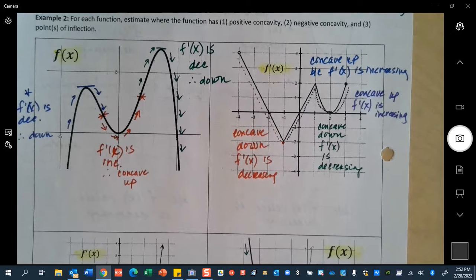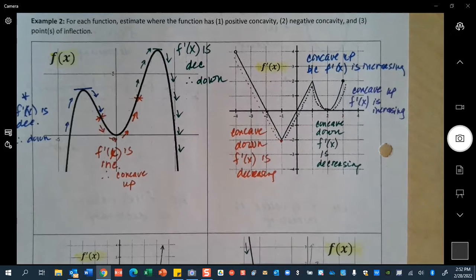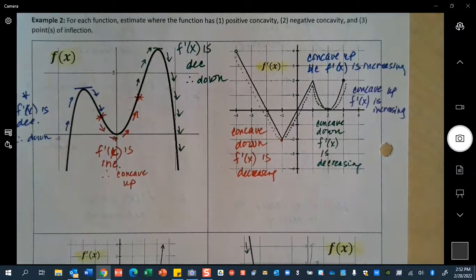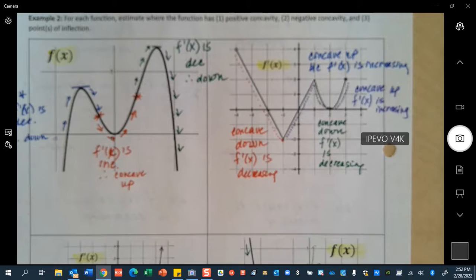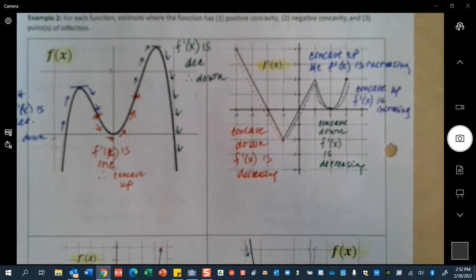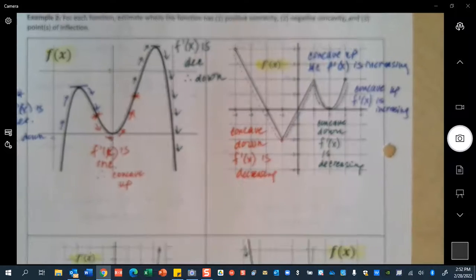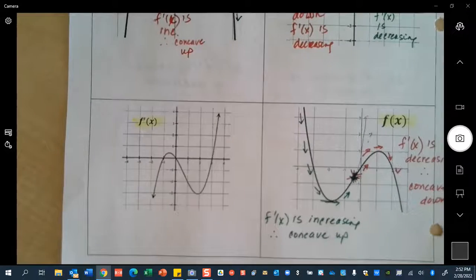So you're going to have to be real careful about whether you're looking at the derivative function or the original function. Uh-oh, what happened there? There I am. All right, with your group mates, do this last one before we run out of time.